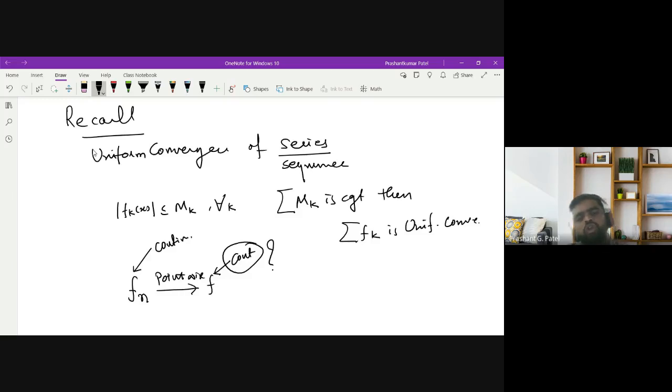That we have seen by example: x power n is a sequence of functions. In the closed interval 0 to 1, this sequence of functions x power n converges to a discontinuous function, that is, 0 and 1. It will have the value 1 if x is 1. Otherwise, for any value between 0 and 1, it will be 0. This is a sequence of polynomials and it converges to a discontinuous function. So it is concluded that under pointwise convergence, continuity is not preserved.